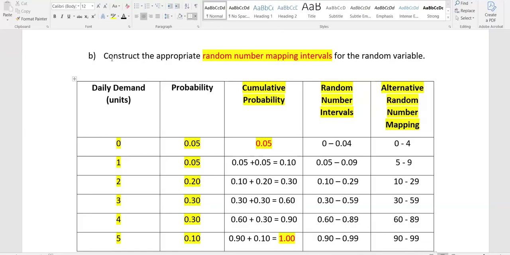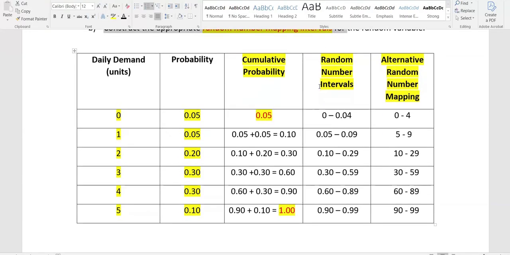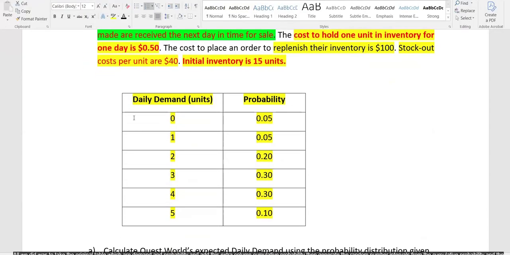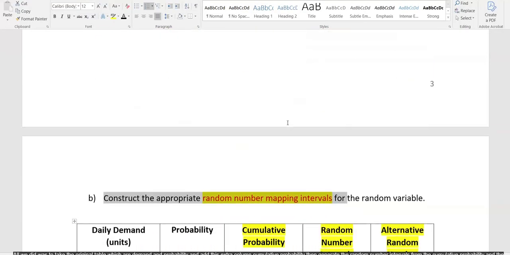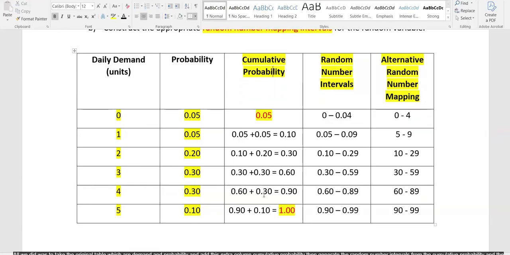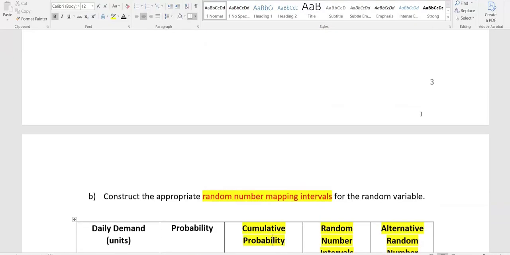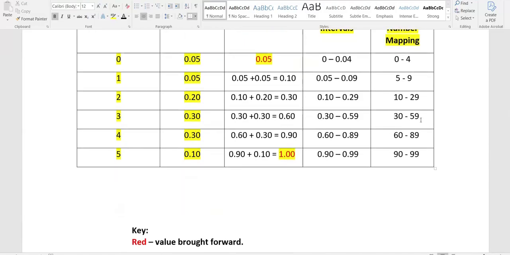Yes, sir. All right, so remember what we were asked to do was to construct the appropriate random number mapping intervals. That's what we were asked to do, and that's what we have done. All we did was to take the original table, which had demand and probability, and add this extra column, cumulative probability, then generate the random number intervals from the cumulative probability and the alternative final column, which is just expressing the random number intervals in whole numbers. Tell me if everyone is good with this. Is everybody okay? Anything you want me to reinforce?